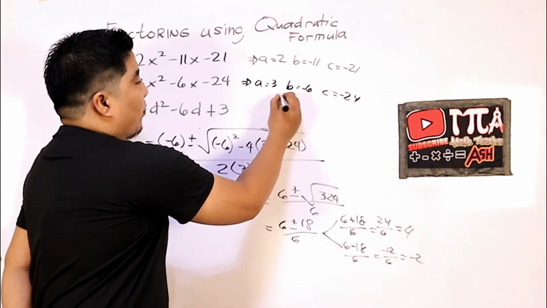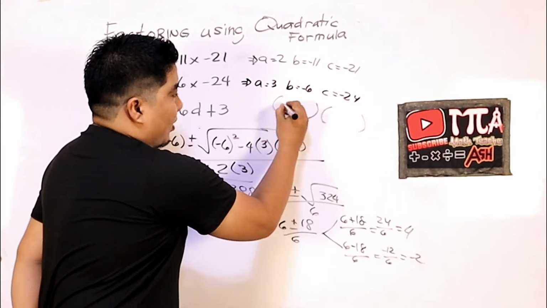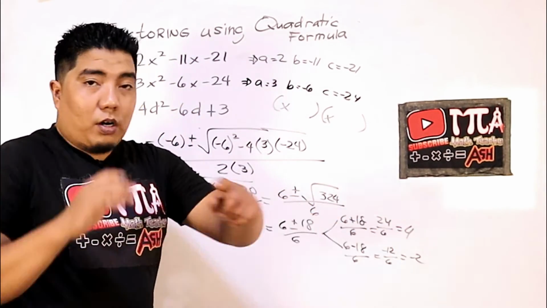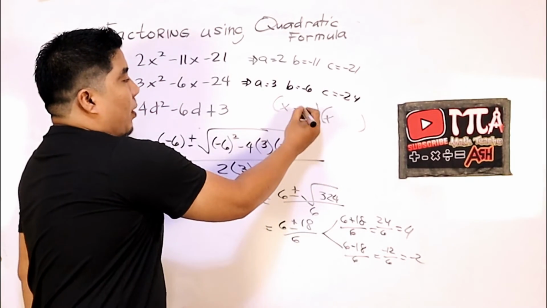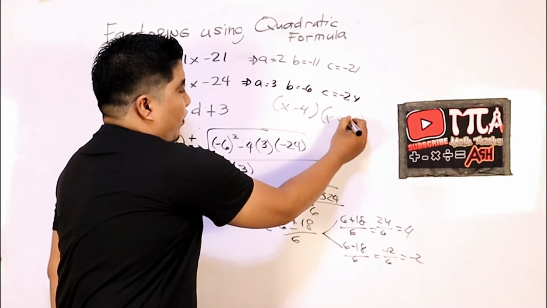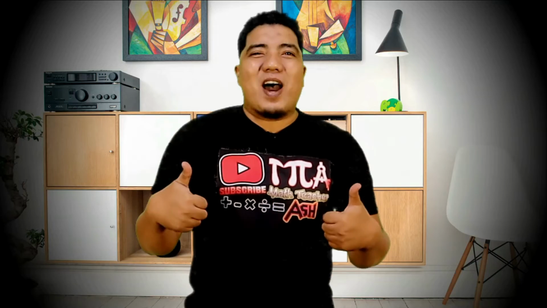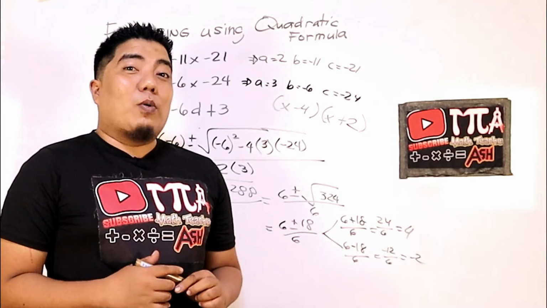So for the values of our factors, we have x, then 4 transposed becomes negative 4, and negative 2 transposed becomes positive 2. So we have x minus 4 and x plus 2. Now let us go to our last example.